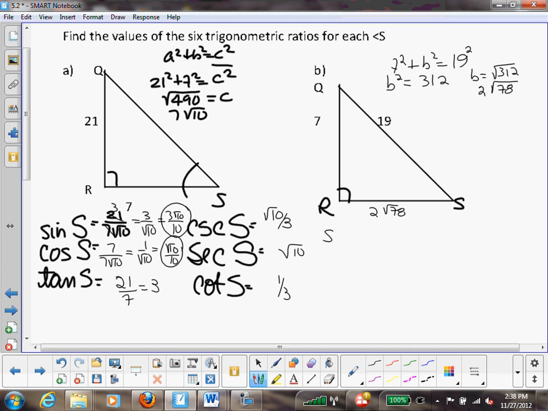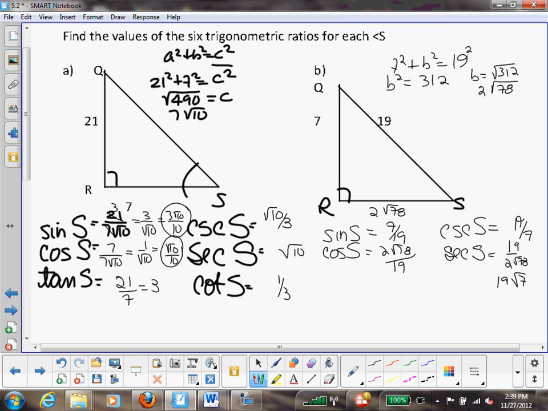trig functions. We'll do the sine of s. What's the sine of s? 7 over 19. So that means the cosecant of s is, the cosine of s is equal to over. So therefore, the secant of s is equal to over 2 root 78. But then we got to rationalize, right? So that's 19 root 78 over 156. I'm multiplying top and bottom by root 78.